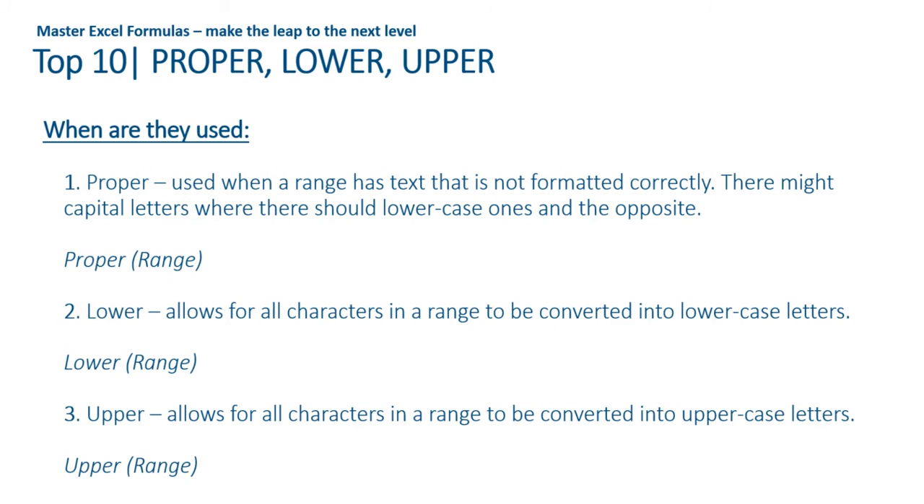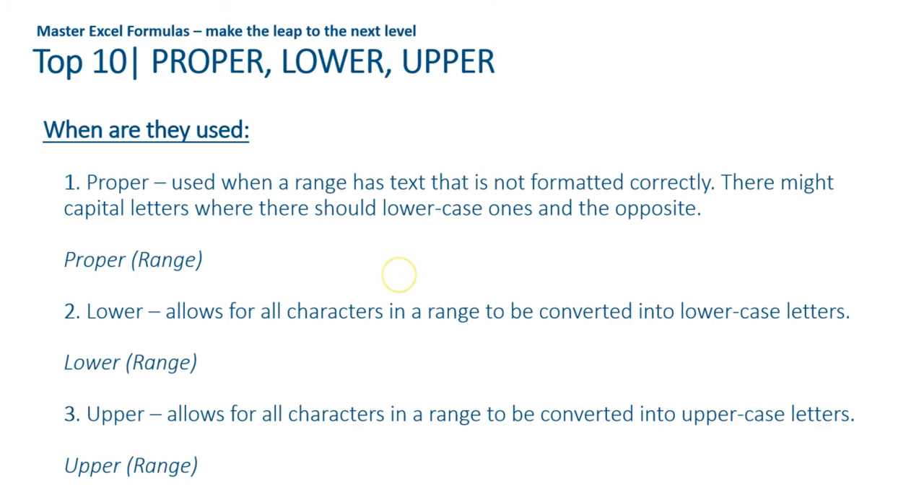The structure, again, very easy. We just need to select the range. Lower is basically what it does: once we select the range or the cell, it will convert all letters, all characters into small case, lowercase letters, really. Whereas upper does the opposite.